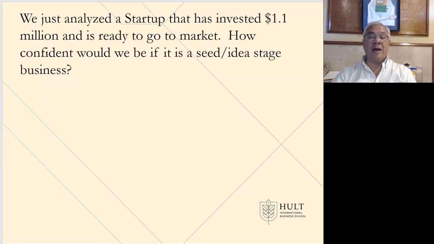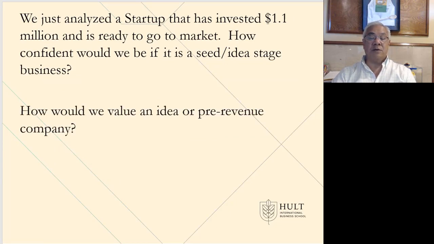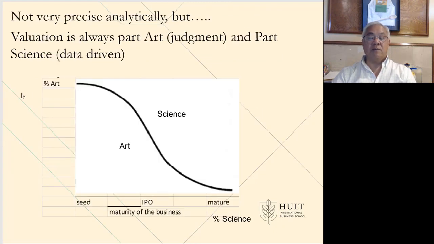Next, we're going to look at what would happen if you're confident. If you're confident in a business, how would you value that as a pre-revenue company? So here we have this idea that we have part art and part science. The art part is at seed. We have very little certainty in terms of projections or even product or customer acceptance or competitive reaction. So we're relying a lot on our judgment and what might happen.